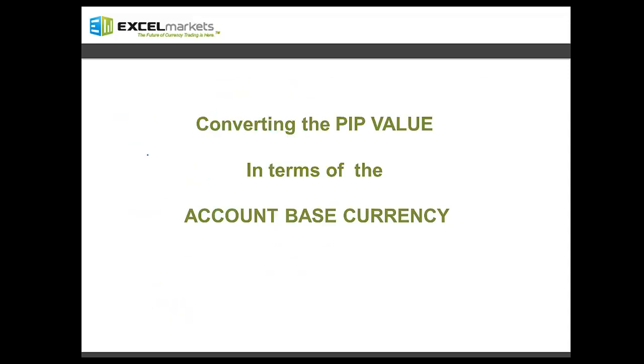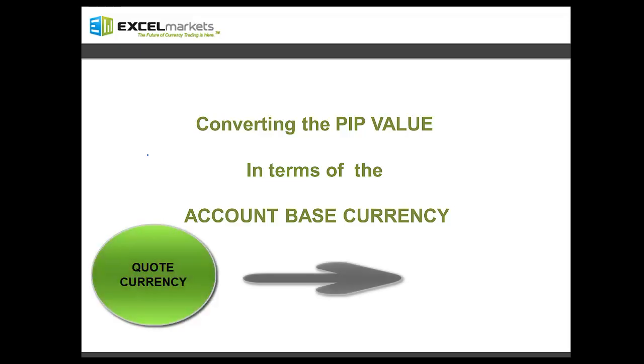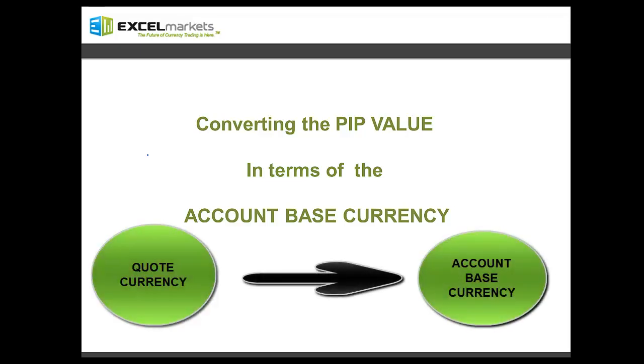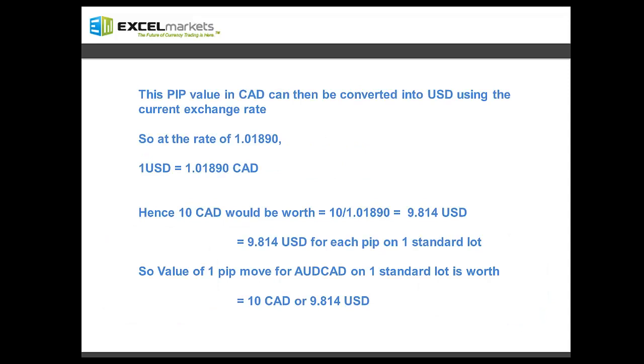Often, the account-based currency for your trading account is different from the currency pair that you're trading. However, the pip value displayed in your account history will be in terms of your account-based currency. Therefore, we shall now be going over how to convert these pip values, which we just calculated, from the quote-based currency terms into your account-based currency. This is fairly simple. All you need to do is use the current exchange rate of your quote currency against your account-based currency. Consider the example of AUD CAD, which we just discussed.